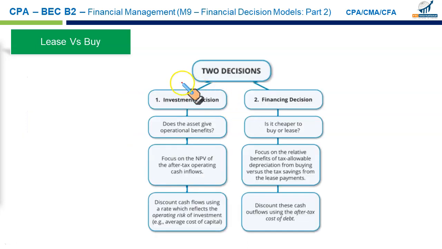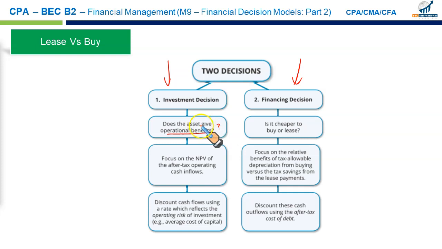Now, lease versus buy. Should we lease or should we buy the asset outright? There are 2 aspects to this decision. Let us see these one by one. The first aspect is the investment decision, where we would like to evaluate whether it is financially beneficial for us to acquire an asset. For this part, we will focus specifically on the operating benefits of acquiring an asset. We'll just focus on the benefits, the cost savings or the inflows that the asset will bring to us. Does the asset give operational benefits? This is the first question you need to ask.